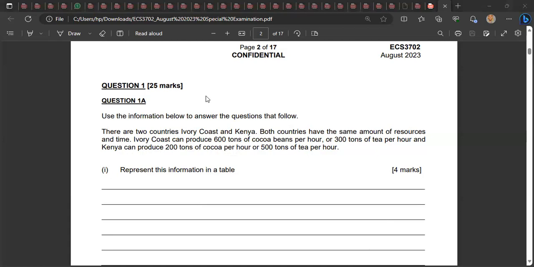I'm just going to do the table here. I'm just going to copy this and paste it on a spreadsheet. I'm pasting it there, and then we'll arrange it once we can all see what's going on. So we have Ivory Coast and Kenya.